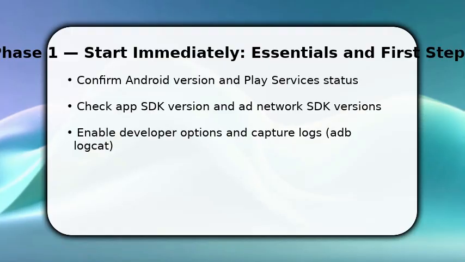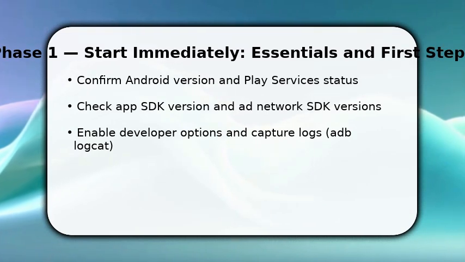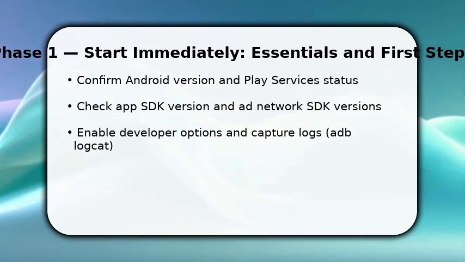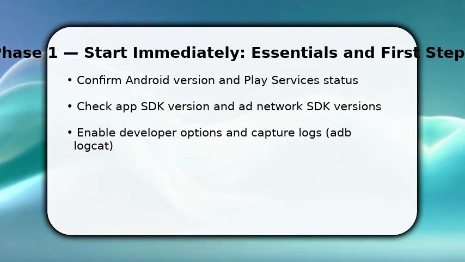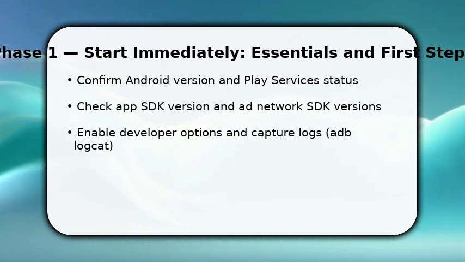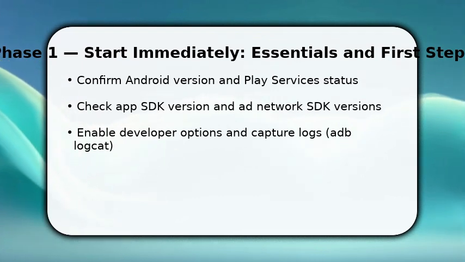Enjoy the video. You start by validating basics so debugging is meaningful. Check your Android version and Google Play services. Mismatches break ad delivery. Then confirm the app and ad SDK versions. Old SDKs often fail. Once done, enable developer options and prepare to capture logs with ADB Logcat so you see ad requests and errors in real time.